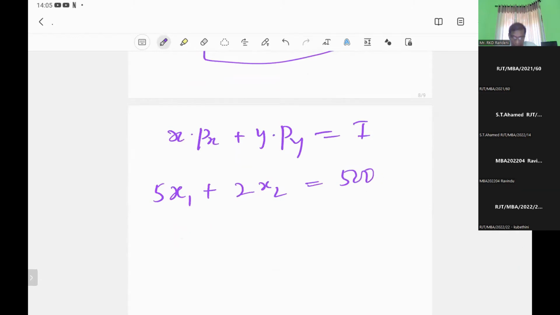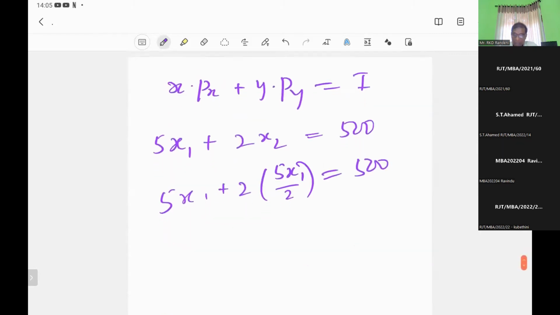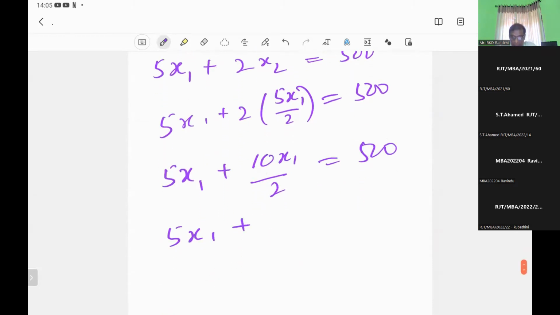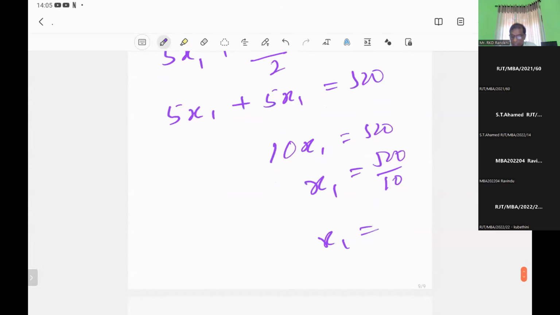Now you can substitute this x2 here. Then 5x1 plus 2 times 5x1 divided by 2 equals 500. Then 5x1 plus 10x1 divided by 2, that is 5x1, equals 500. Then 10x1 equals 500. x1 equals 500 divided by 10. x1 equals 50.